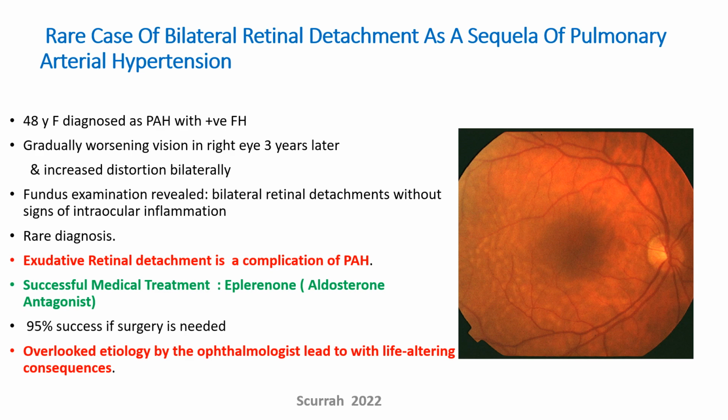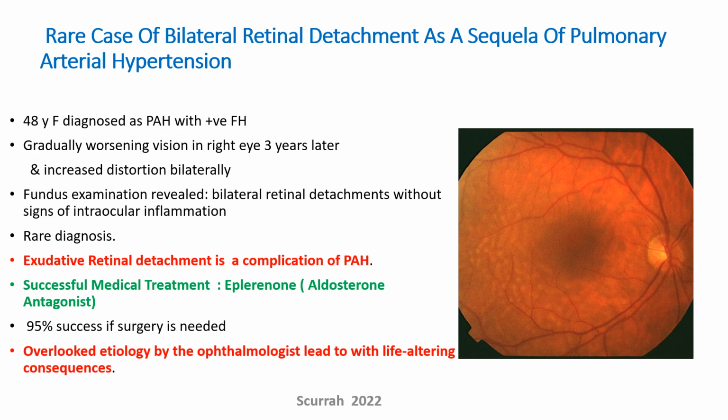Another interesting case of bilateral retinal detachment as a sequel of pulmonary arterial hypertension was published, and this was a case of a 48-year-old female with PAH and positive family history who complained of gradual worsening of vision in the right eye, and this was 3 years after diagnosis with PAH. There was also increase in the distortion of the image bilaterally. Fundal examination revealed bilateral retinal detachment without signs of intraocular inflammation. Although a rare diagnosis, it should be well known that exudative retinal detachment is one of the complications of PAH.